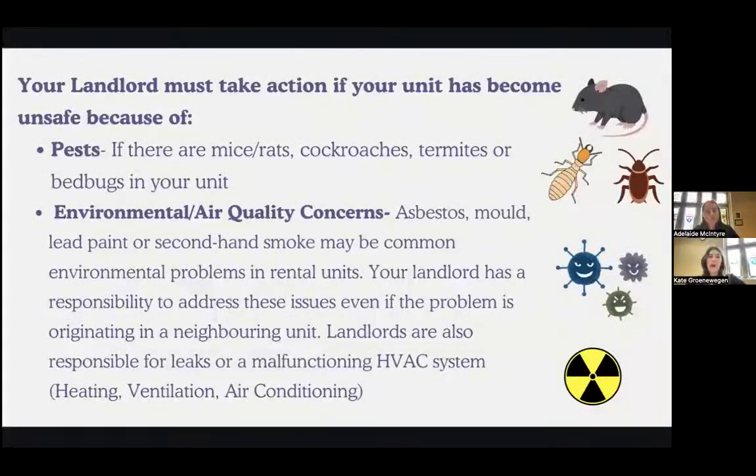Your landlord must also take action if your unit has become unsafe because of pests. So if there are mice, rats, cockroaches, termites, or bed bugs, they must act swiftly and take care of those. If there are environmental or air quality concerns, such as asbestos, mold, lead paint, or secondhand smoke, those are some common environmental problems, and your landlord has a responsibility to address these issues, even if the problem is originating in another unit. Landlords are also responsible for repairing leaks or malfunctioning HVAC systems. And if your rights are being violated by your landlord, you may be able to take legal action against them.